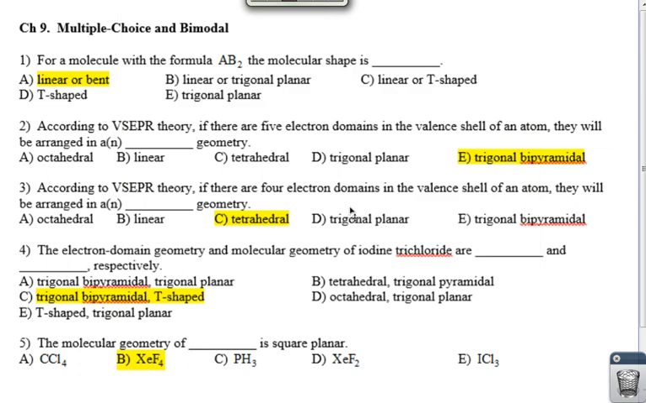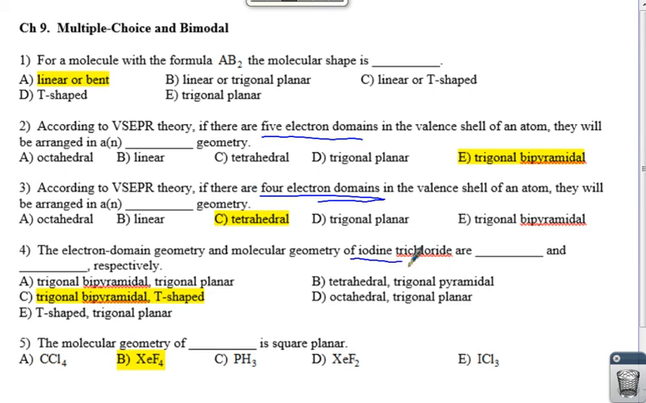So chapter 9 is similar to chapter 8, except we added some of the SPDF stuff, right? So similar. It's going to be pretty easy to do. The first page of answers was pretty straightforward. Things you're already good at, like if it's going in 2 directions, it's probably linear or bent. 5 electron domains, that's trigonal bipyramidal. 4 electron domains, that's tetrahedral.